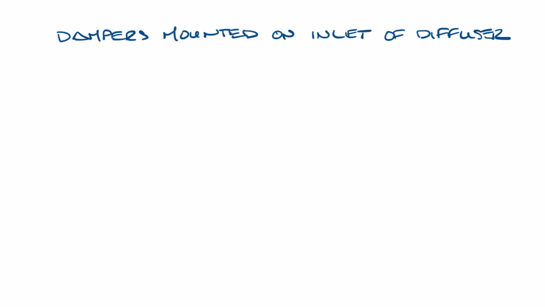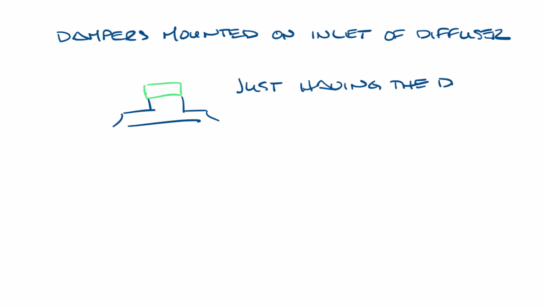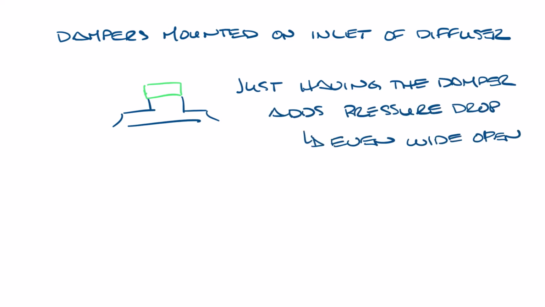Another thing that will affect diffuser performance is having dampers mounted to the inlet of the diffuser. So if we have a diffuser and the damper is mounted directly to the neck of the diffuser, just putting the damper on the diffuser adds pressure drop to the diffuser, even if it's wide open. And if you have a damper there, you probably intended to close it off at least a little bit.